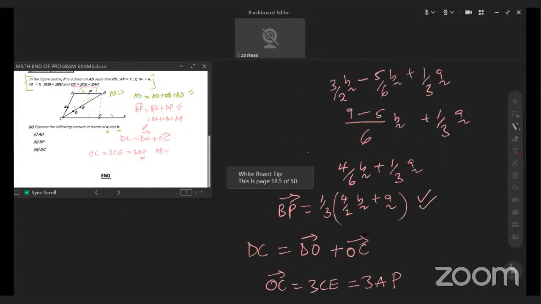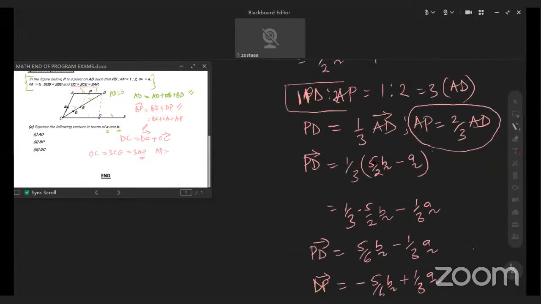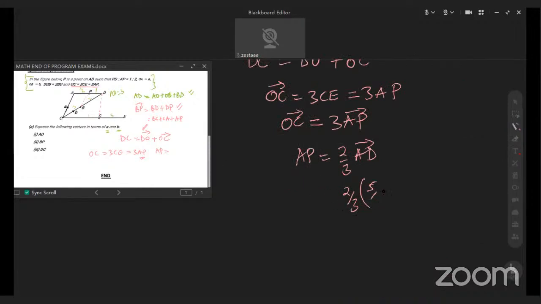We got our AD up here. So, I told you, if you fail to get your AD, it means you're going to fail to get the others also. So your AD, you got it as 5/2 b minus a. But remember, we are finding OC. So meaning you're multiplying this by 3, because you have your AP. So when you cross out that 3, you shall have 2. Then we remain with 2 times 5 out of 2, we shall remain with 5b minus 2a, which will be our OC. That will be our OC that we got.